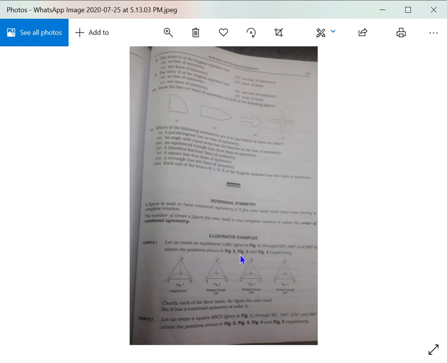It attains the positions shown in figures 2, 3 and 4. See now, this is the equilateral triangle. It attains the same position at 120, 240 and 360. So the order of rotation is 3.